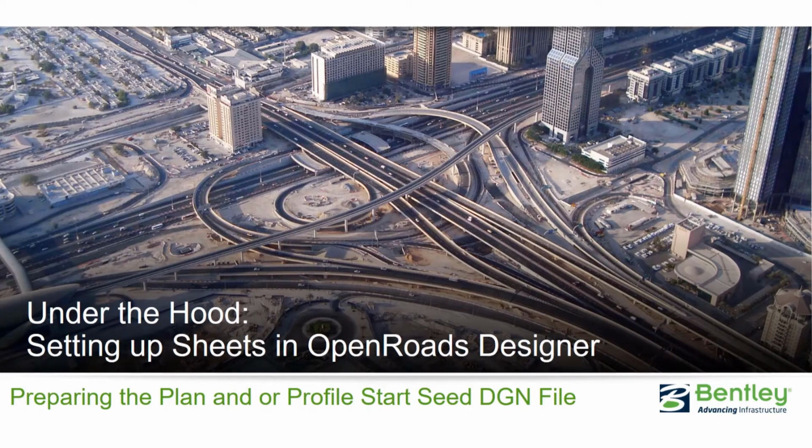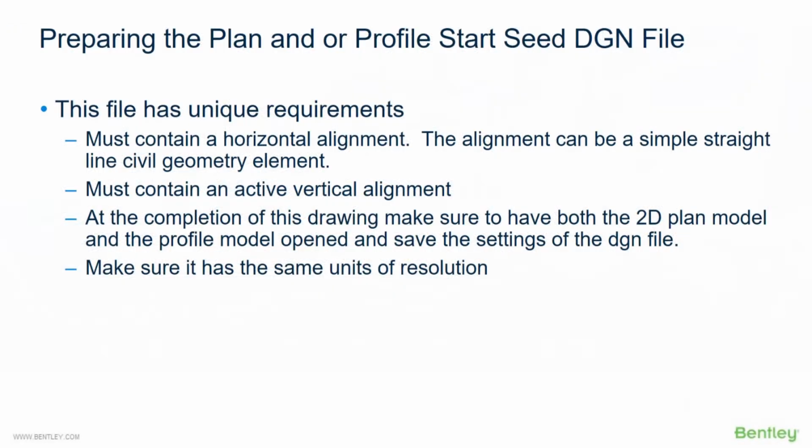Now we want to go ahead and prepare the plan and/or profile starter seed DGN file. Again, this file is going to have unique requirements. It must contain a horizontal alignment. The alignment can be a simple straight line for civil geometry. It has to contain an active vertical alignment. And then at the completion of this drawing, make sure to have both the 2D plan model and the profile model open and save the settings of the DGN file. Again, make sure it has the same units of resolution.